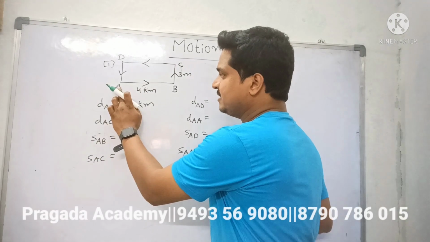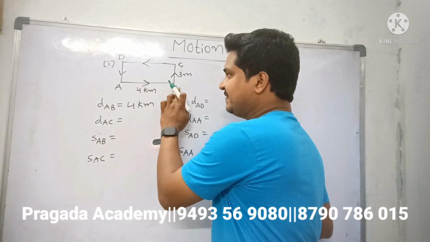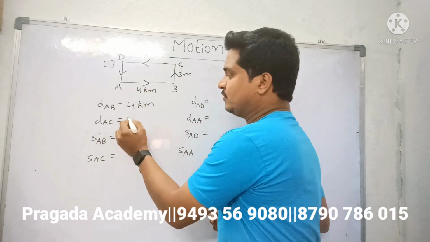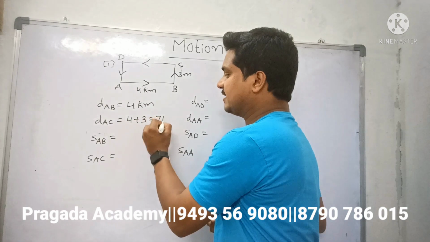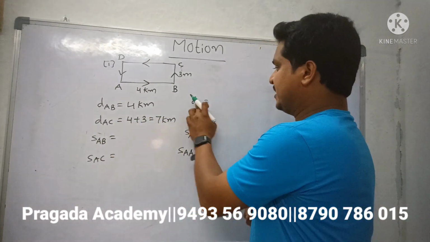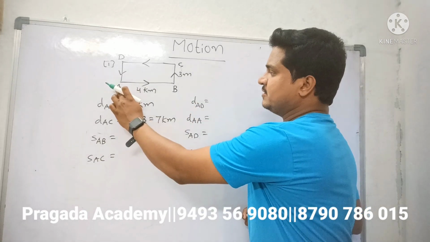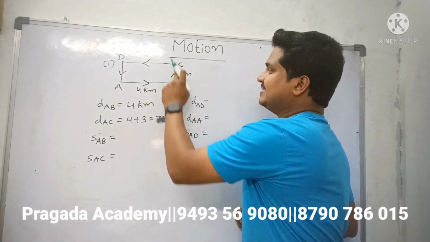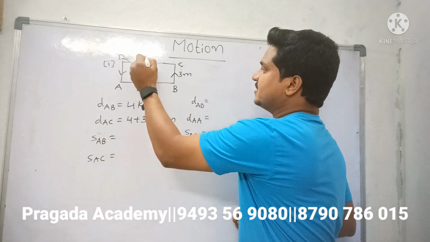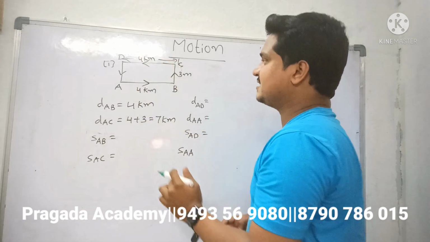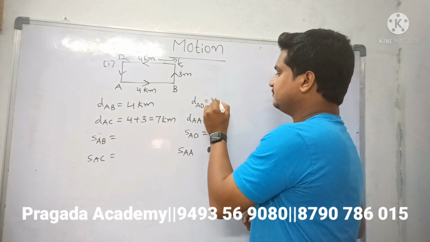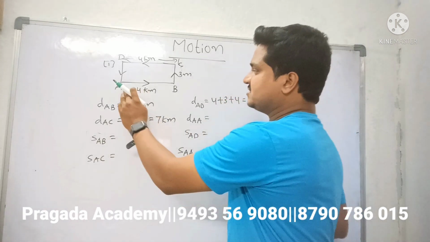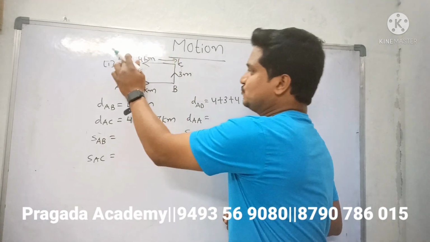Then A to C: the particle travels from A to B and then B to C. So A to B is 4 plus B to C is 3. 4 plus 3, how much? 7 kilometers. Then the distance from A to D: we need to follow the direction here, A to B, B to C, C to D. 4 plus 3, and this distance is also 4 kilometers. Why? Because in a rectangle, parallel sides are equal. So 4 plus 3 plus 4, how much? 11 kilometers. Then A to A is A to B, B to C, C to D, and D to A.